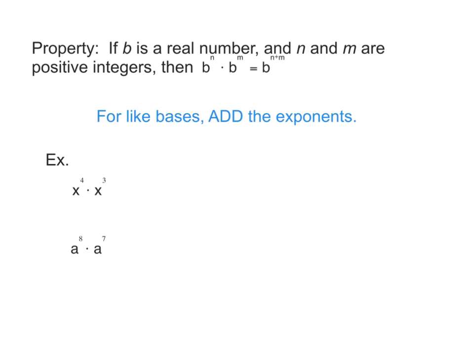Here's a couple of quick examples of how that works. We have x to the fourth times x cubed. That's going to equal x to the seventh, since 4 plus 3 equals 7. In the next one, a to the eighth times a to the seventh, we add the exponents. We get a to the 15th.